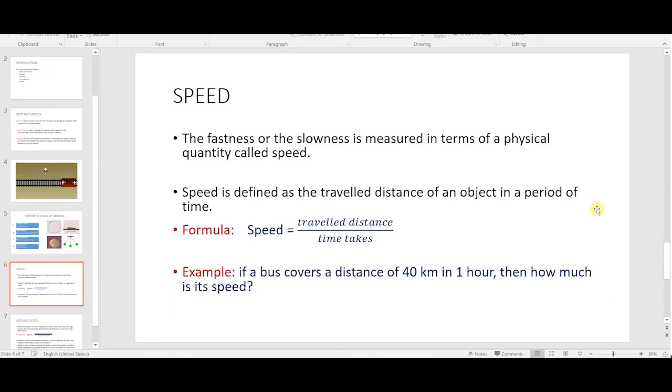Here we have some different concepts in motion. The first one is distance, and the second one is displacement.